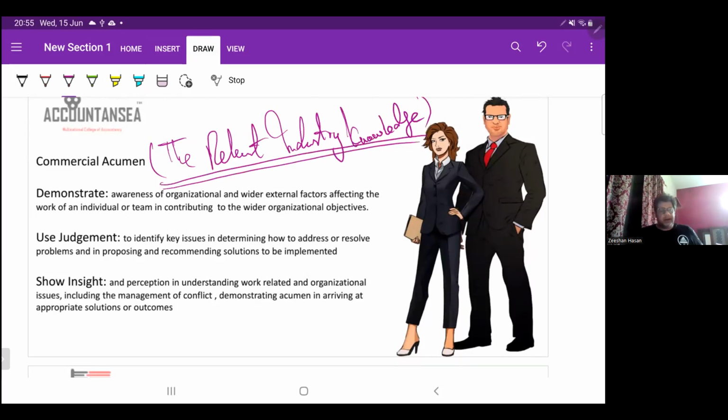So you have to spread the awareness of organizational and wider external factors affecting the work of an individual or team in contributing to the wider organizational objectives, right? That means you have to demonstrate your awareness about the organization and the particular industry in which they are operating. For example, the client is operating in the civil aviation industry. So you should have the awareness of that industry, of that organization, of their operations, and what factors can affect them. Okay.